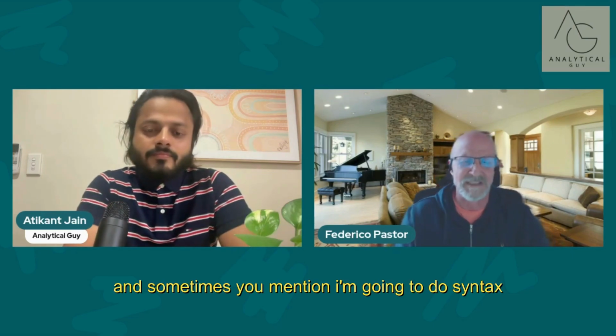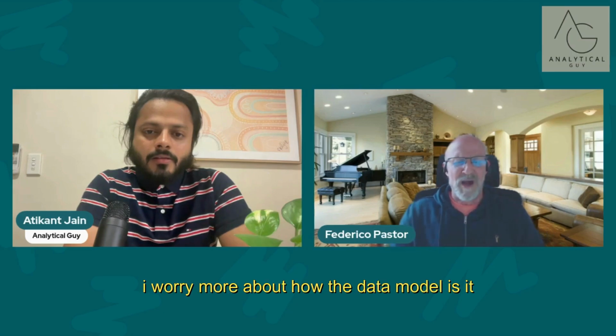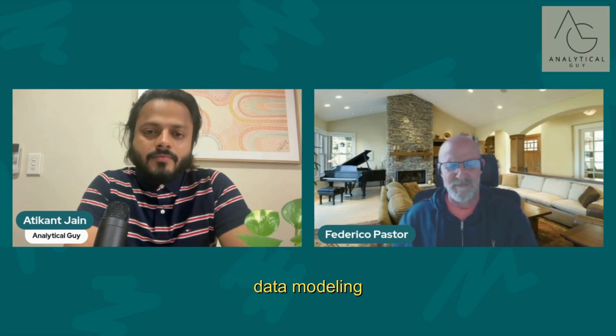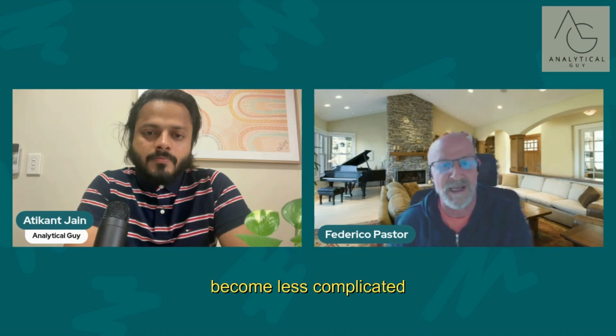But sometimes it depends how the data comes. Sometimes you have to do quite a lot of transformation, and you say, okay, if I carry on doing transformation, all the transformations are going down to the engine. Sometimes you may say, I'm going to do some DAX for that. I worry more about how the data model is, the star schema that we're talking about, because if you have proper data modeling, the DAX becomes easier. You do not have less DAX, but it becomes less complicated.